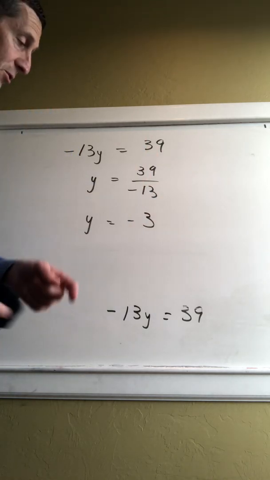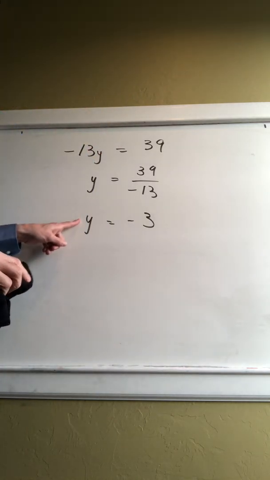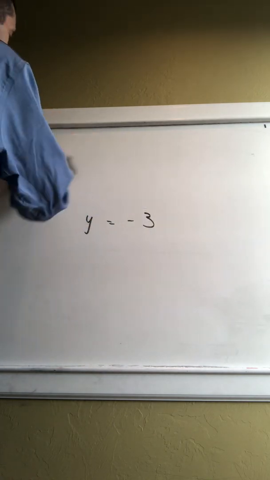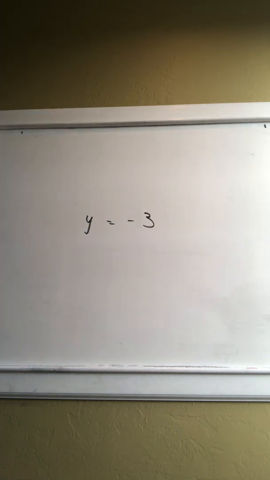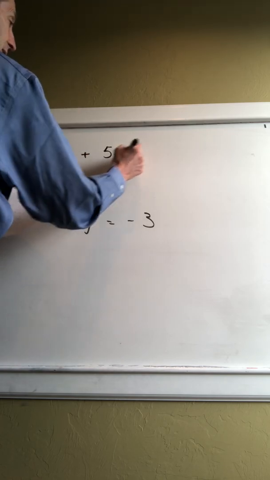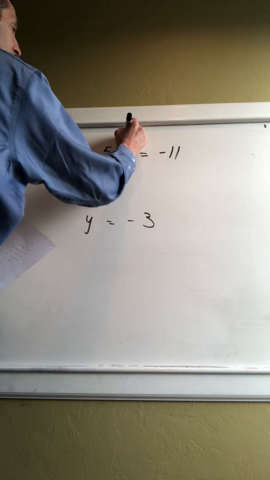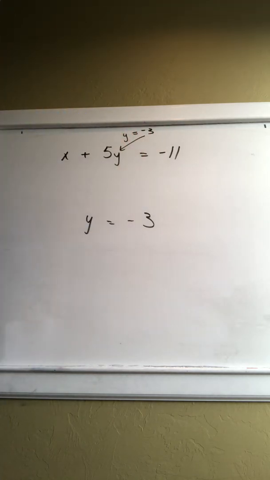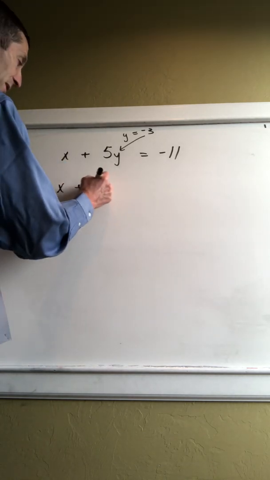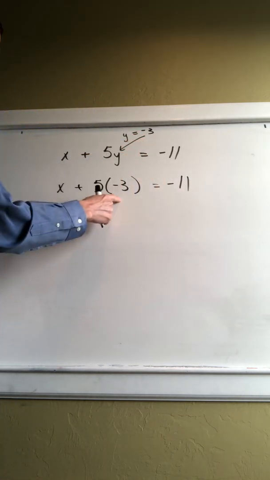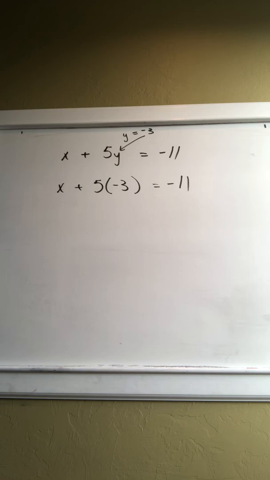Awesome. Now you have your first answer. You take this y equals negative 3 and you go all the way back up to the top. And we'll drop it in, we'll solve this one. Back all the way to the top looked like this, x plus 5y equals negative 11. So we'll take that y equals negative 3 and we'll just drop that in there. All right, here we go. So x plus 5, so y was equal to negative 3. We drop it in. Boom.